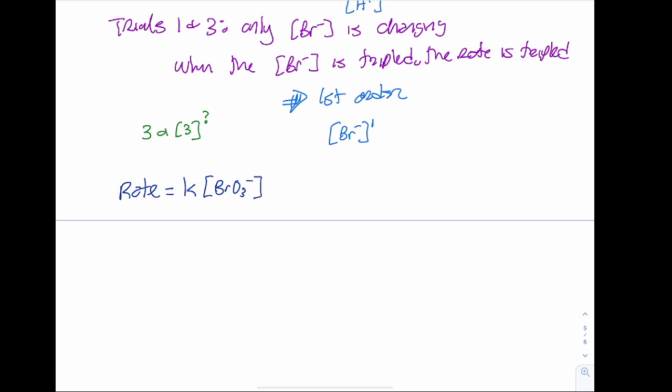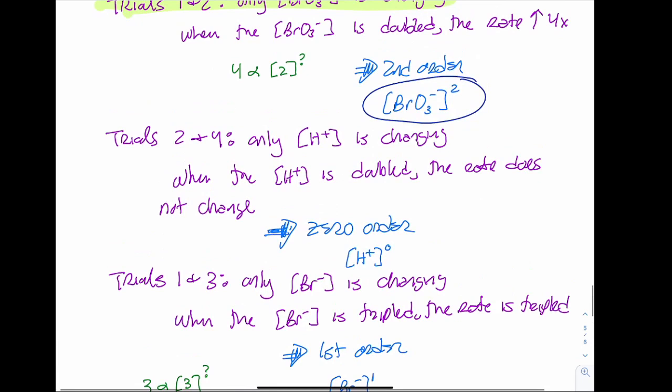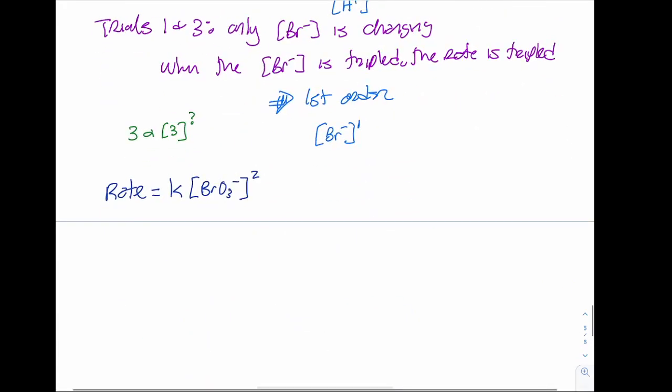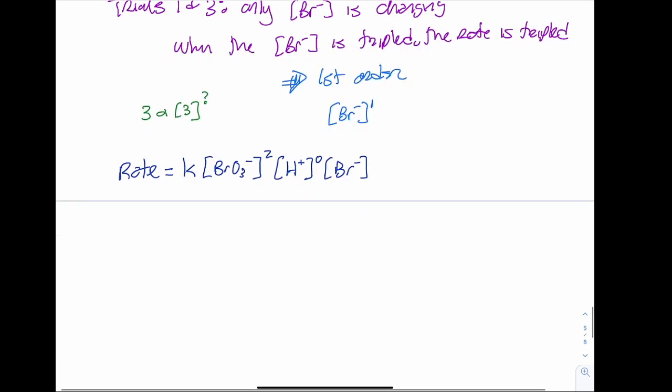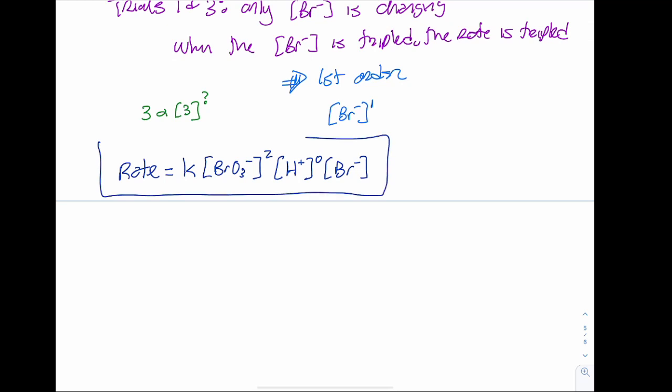As long as they're all included and they have the correct exponent. We said that this was second order, so I'm going to have an exponent of 2. I'm going to put the hydrogen ion in here for now. I'm going to rewrite it and get rid of it, but I am going to include it for now. And then Br minus, my bromide ions, which is raised to the first power. You don't have to put that one there. And it's perfectly acceptable to leave it this way if you want.